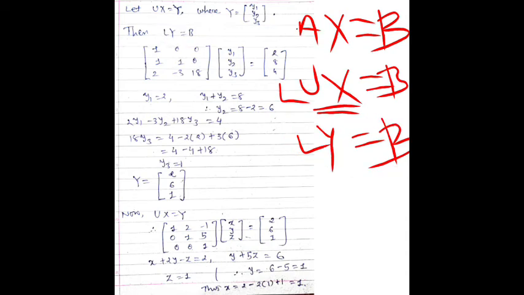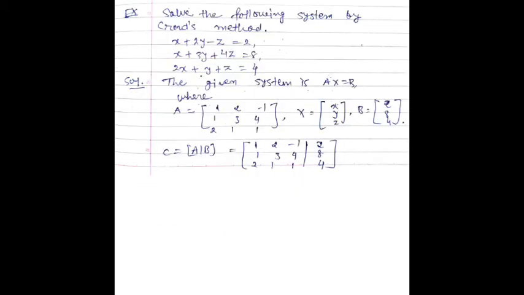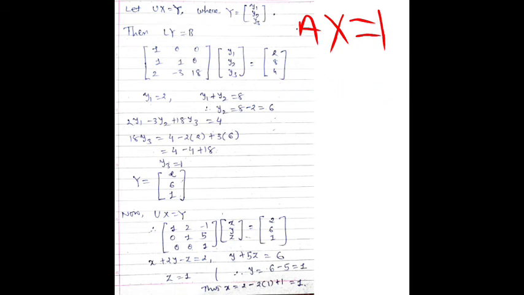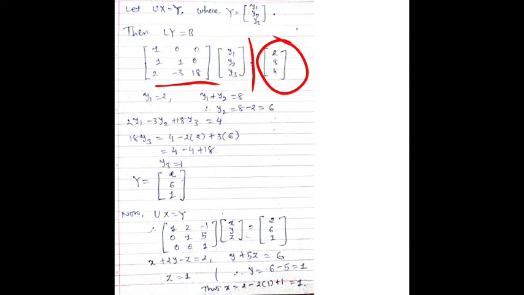L is a known matrix, this one you get from this. So matrix L is known, and matrix B is, where is B? B is the column matrix 2, 8, 4. So Ly is equal to B and y is this one. If you multiply matrix L and matrix y and compare with 2, 8, 4, you get y1, y2, y3.